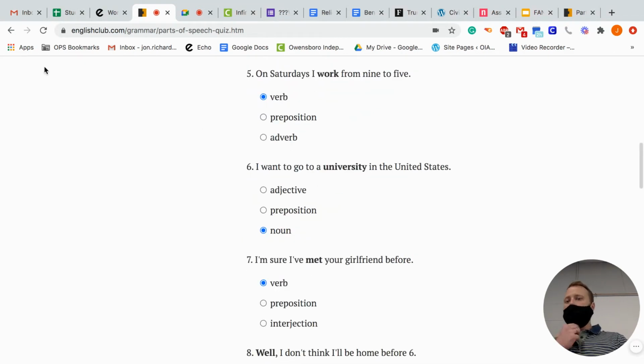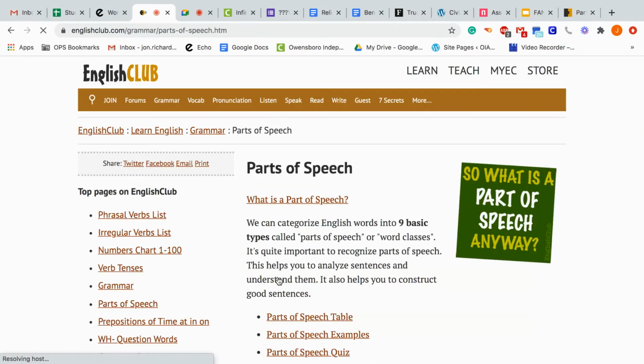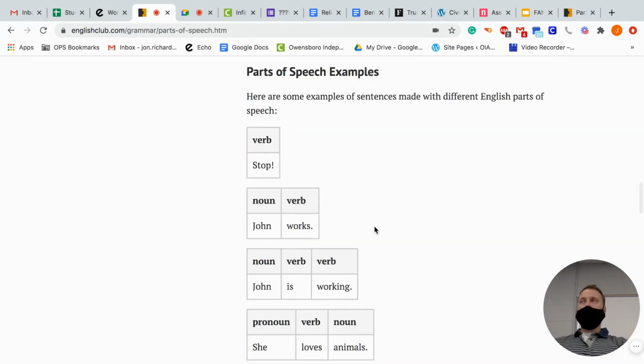So this resource is available to you. Use it. Go back and look at your parts of speech. And the big thing, remember that we need a subject, a verb, or a noun and a verb, and a complete thought to be a sentence. If we have those three things, we have a complete sentence. So let's hop over to NoRedInk.